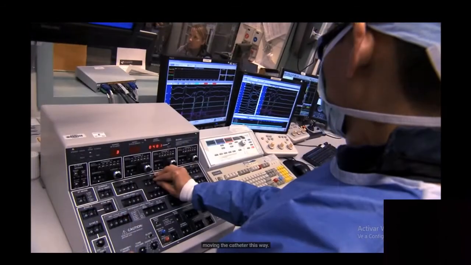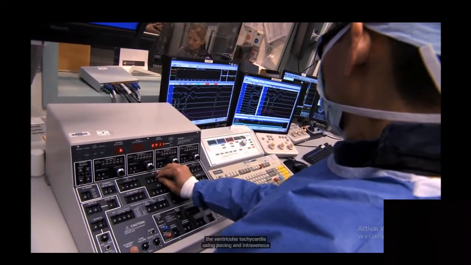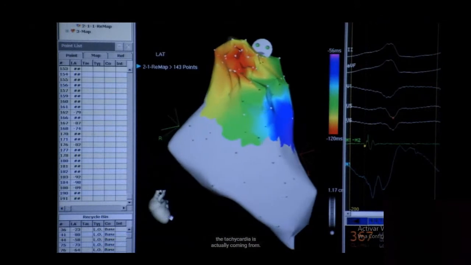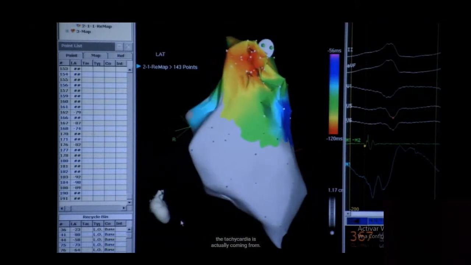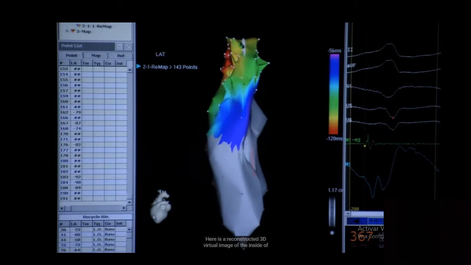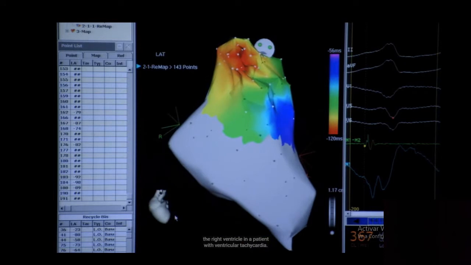In a very controlled environment, we start up and stop the ventricular tachycardia using pacing and intravenous medications, and we start visualizing where the tachycardia is actually coming from. Here is a reconstructed 3D virtual image of the inside of the right ventricle and the patient with ventricular tachycardia. The earliest electrical activation is seen here on this map and shown by red.